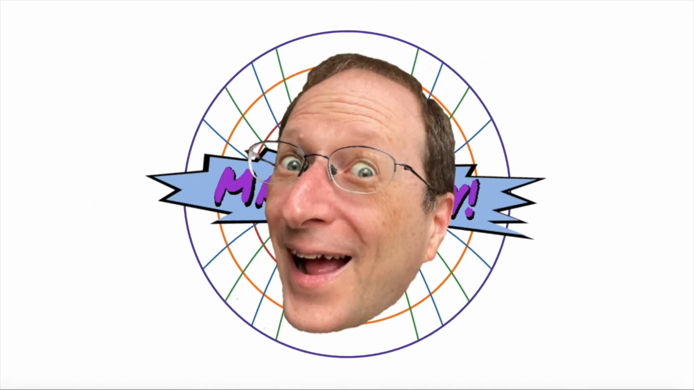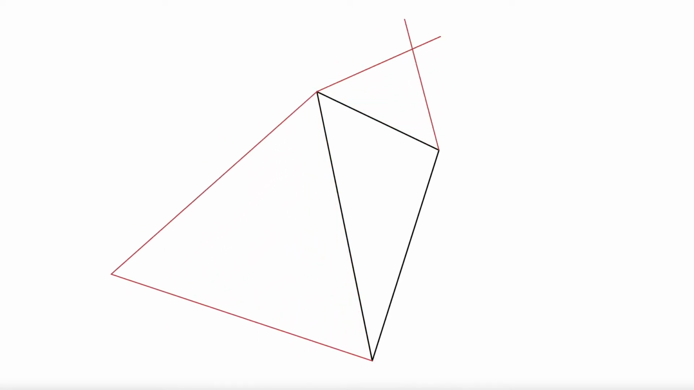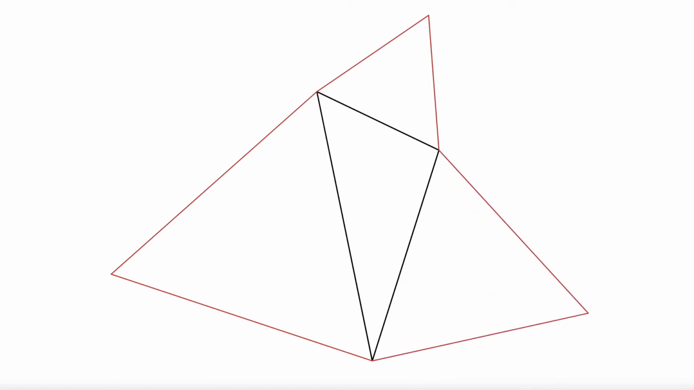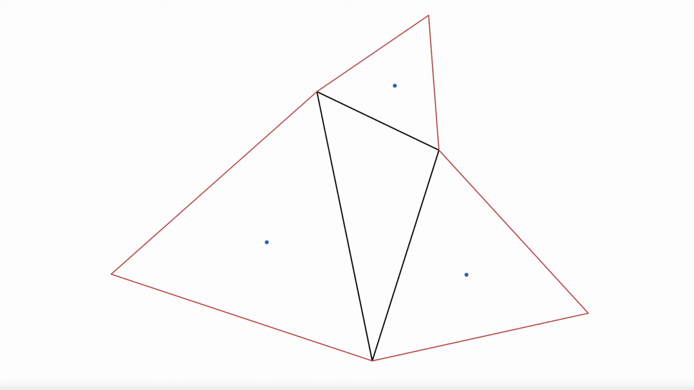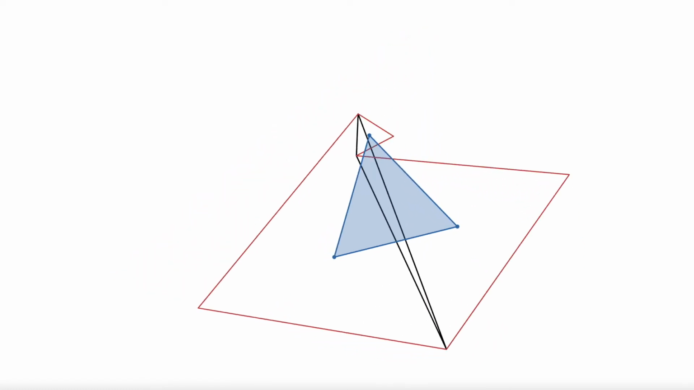Today, fun fact. Take any 3 points, connect them with lines to form a triangle, build equilateral triangles off of each side, then find the centers of those equilateral triangles. When you connect those centers, you'll get another equilateral triangle, no matter which 3 points you start with.